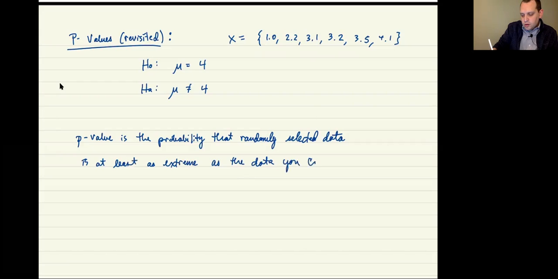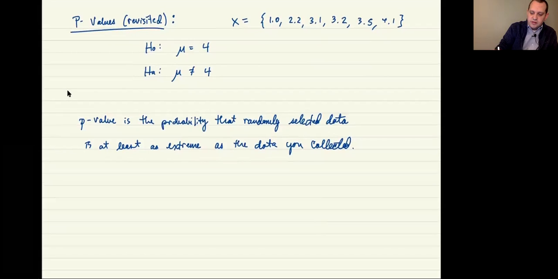Essentially, this is a measure of how likely or unlikely we were to get a data set that looks like this, and that's measured by the p-value. Now, the wiggly, fuzzy part of this is the word extreme. In this context, since our alternative hypothesis is that mu is not equal to 4, extreme means away from the population mean. So let's do an example here, using this particular data set.